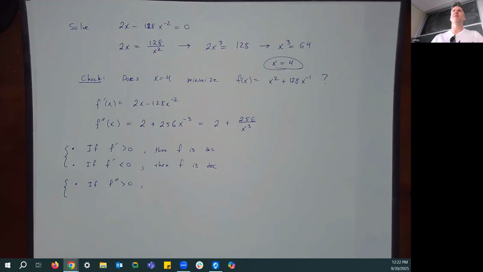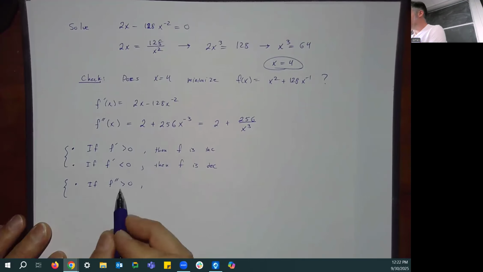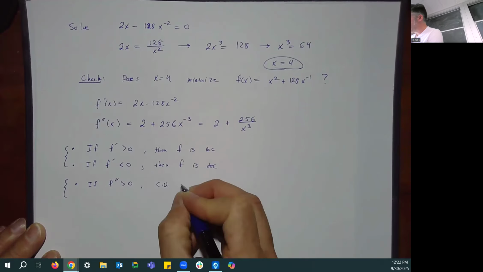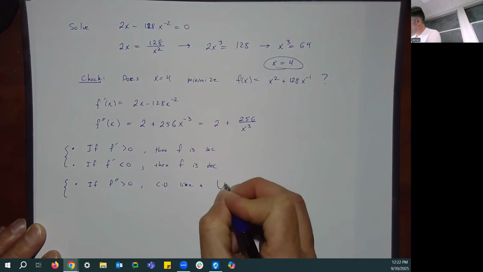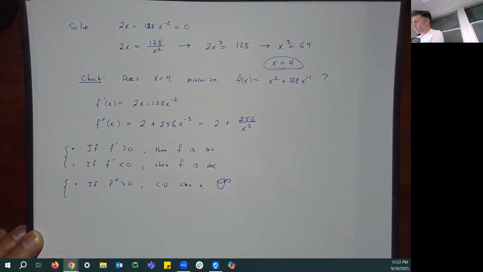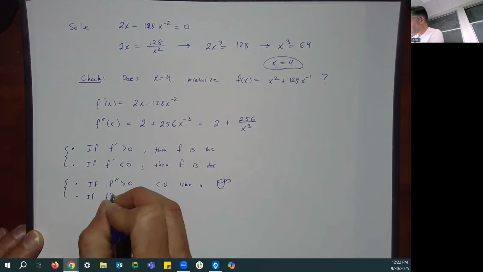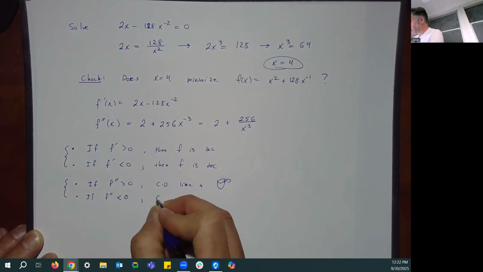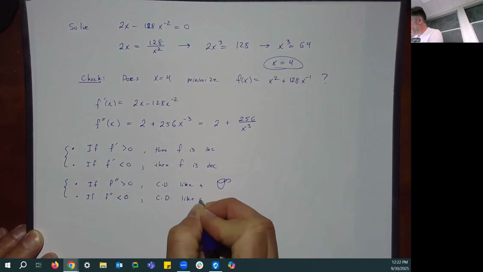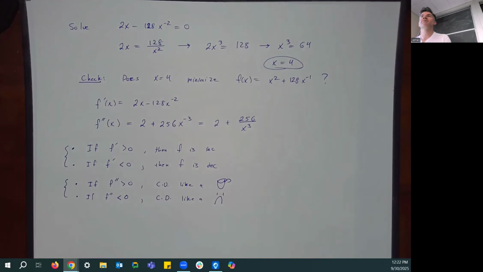What does it mean for the second derivative to be positive? What kind of shape does the function have? Any guesses? Yeah, we would say it's concave up. So if the second derivative is positive, we are concave up. I always like to say this like a cup. And if the second derivative is negative, then we are concave down like a frown. Meaning it opens downwards or it opens upwards.